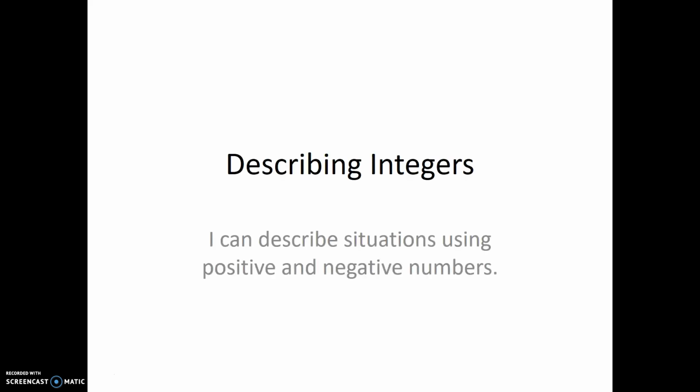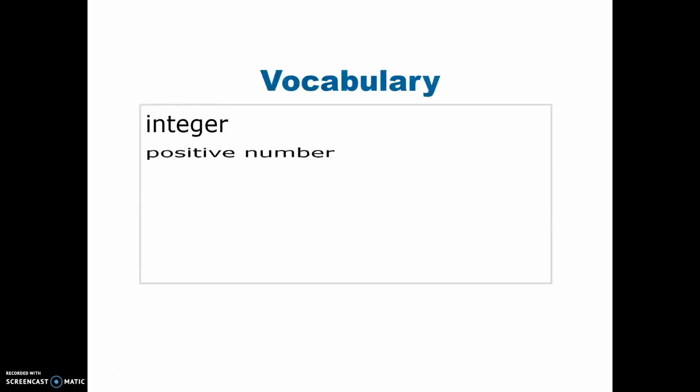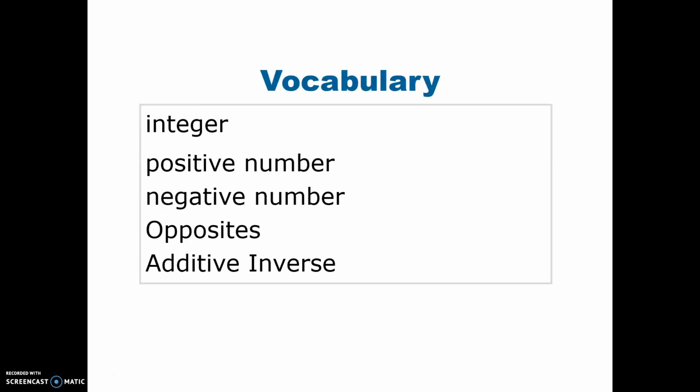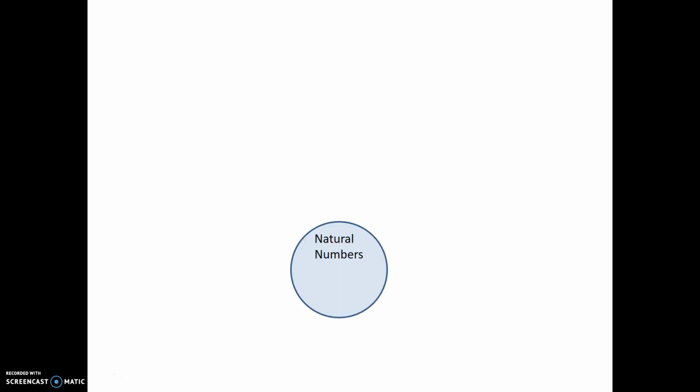Hi guys, today we're going to talk about describing integers, and the I can statement we're working on is I can describe situations using positive and negative numbers. And the first few minutes of this video, we're going to spend a little time talking about some of the vocabulary that you're going to hear throughout this entire unit. First is integer, which is also the title of our unit. Accentuate the negative, integers. Positive numbers, negative numbers, opposites, and additive inverse.